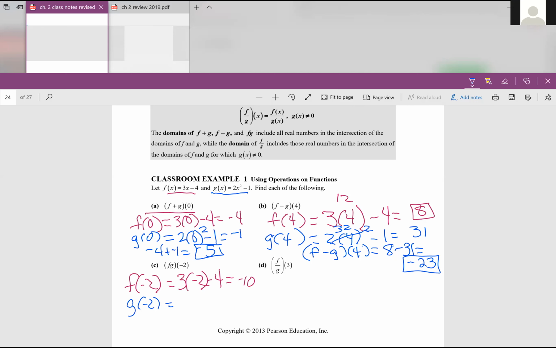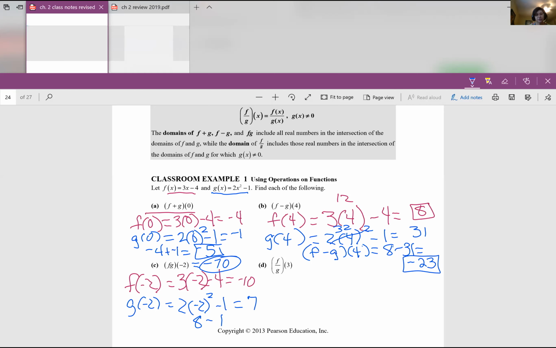Good. Now, in the g function, 2 times, I'm going to take negative 2 and square it, and then I have to subtract 1. Now, when you square negative 2, it turns into what? Positive 4. And 4 times 2 is 8, and 8 minus 1 is 7. If I multiply these two together, the answer is negative 70. Makes sense?